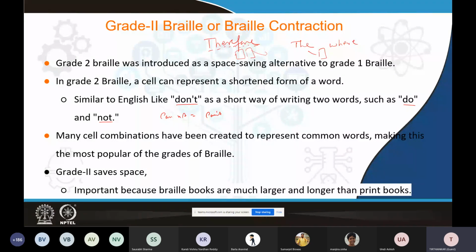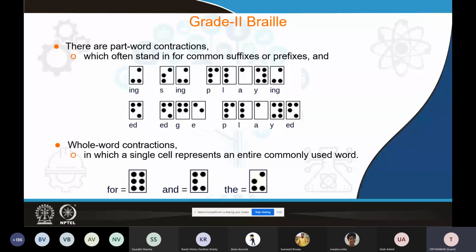But over time, when they are conversant with the reading of braille, they remember the contracted forms, and there are special symbols that tell us that this particular portion of the text is a contracted form of the braille. So there are certain conventions that are also followed when we do contractions, and one of the techniques is contracting in terms of suffixes or prefixes.